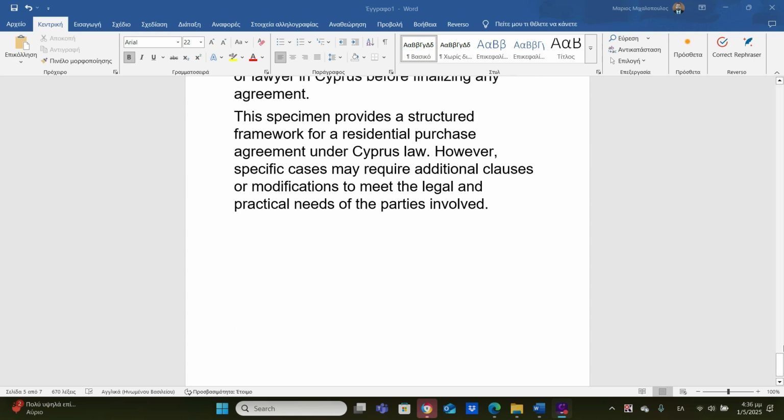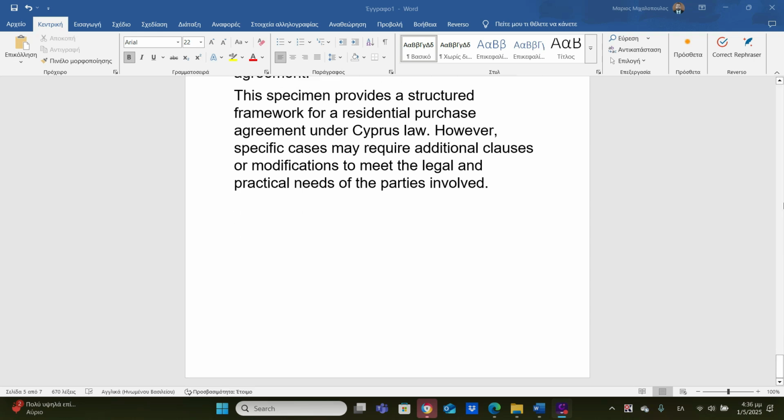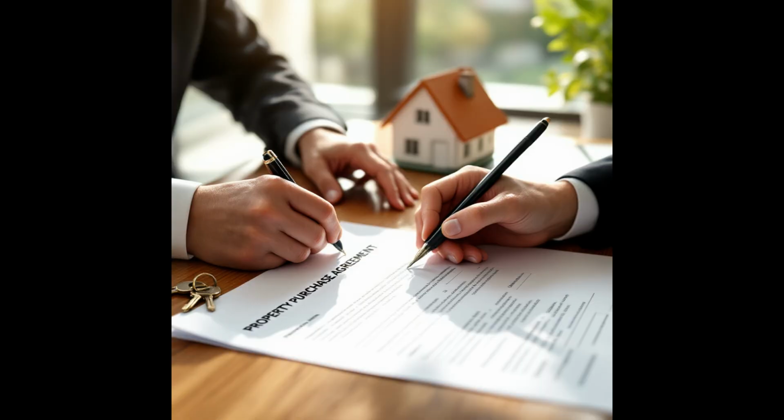Importance of contingencies. Contingencies are critical in protecting both buyers and sellers. For example, a financing contingency ensures the buyer can back out if they fail to secure a loan. An inspection contingency allows the buyer to renegotiate or cancel the agreement if significant property defects are discovered.